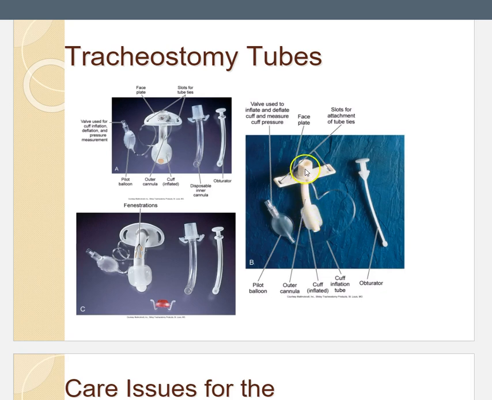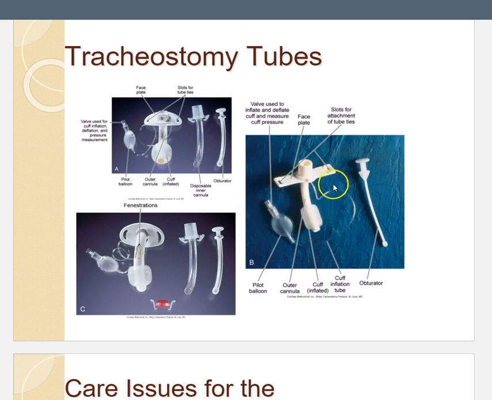This inner cannula can come out, and this is what I said we used to clean, and now we just throw it away and put a brand new one in. And this is what we call an obturator. An obturator is kept at the bedside because, for instance, if this would come out due to a patient coughing, we could stick this in the stoma and hopefully keep that open, particularly if our patients are having respiratory distress.